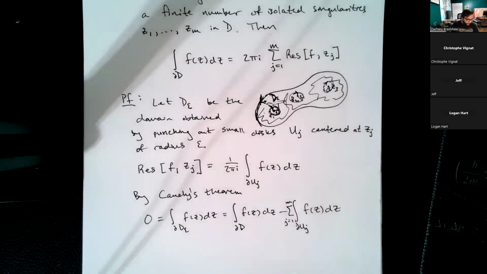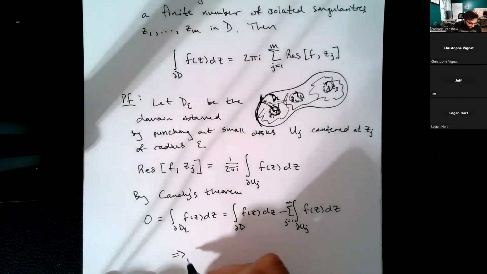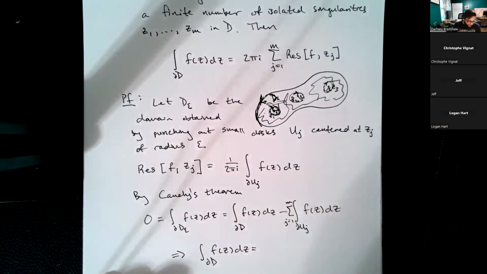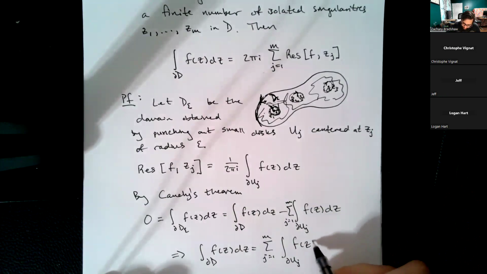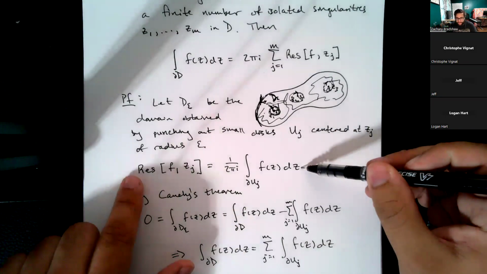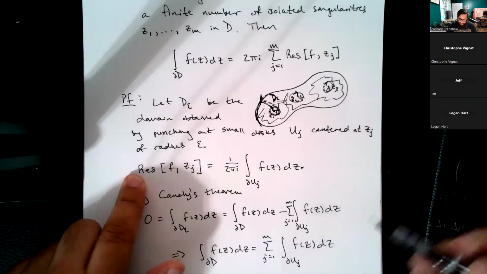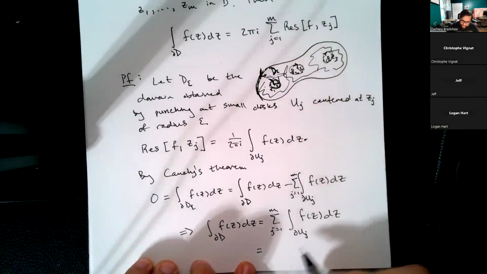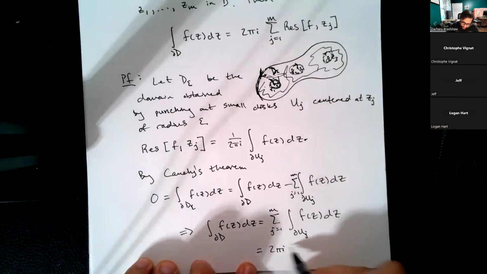Okay. So this tells me that the integral along the boundary of D is equal to the sum of each of these integrals here, but each of these integrals is in fact 2 pi i times the residue. And so this tells me that the integral along the boundary of D is in fact 2 pi i, the sum of the residues.